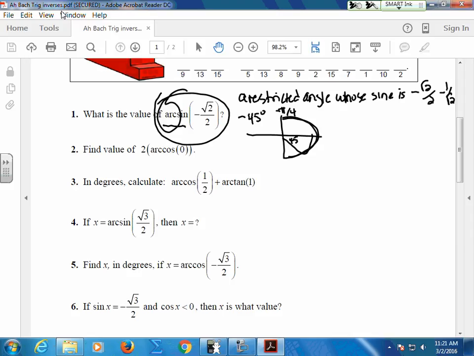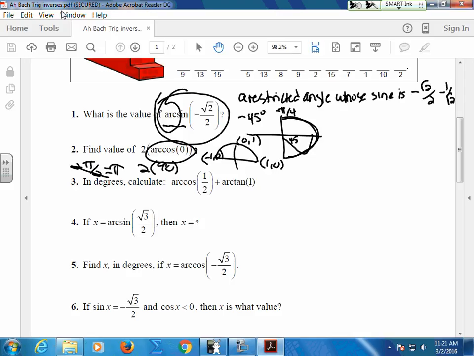The second one, I want a restricted angle whose cosine is 0. Cosine is restricted to what quadrants? Good. So 0 and 1 are my little quadrant things. So again, I'm going to label this. And can I tell where my cosine is at 0? 90. So what is 2 times 90? 180. And if you did 2 times pi over 2, pi.